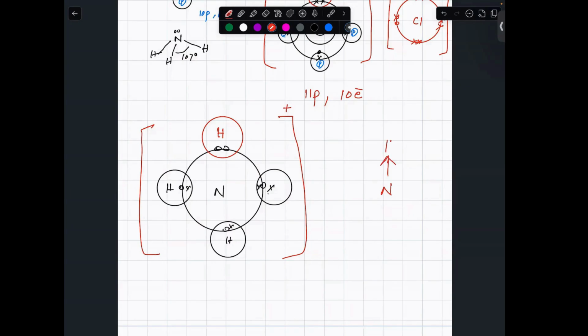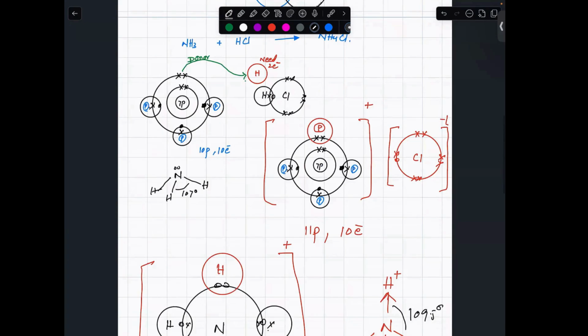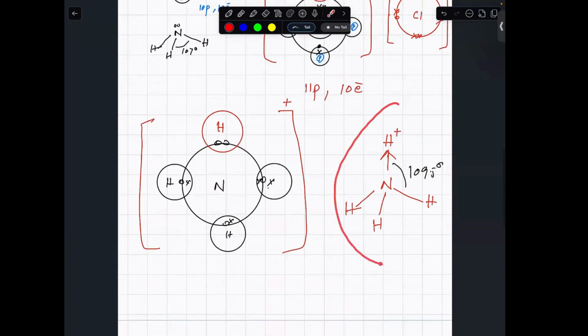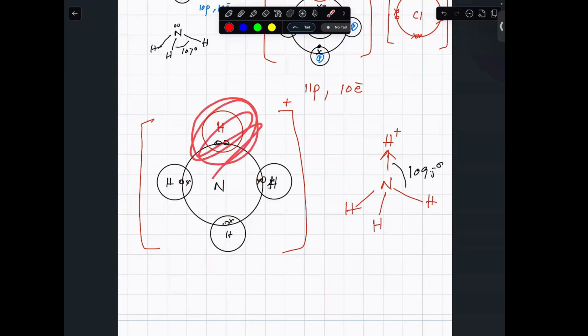A dative and 3 covalent. And now it is positive and the angles are 109.5. See? Do you understand this? That is how the ammonium ion is formed. The nitrogen makes 3 covalent bonds and 1 dative bond with H plus. In a normal covalent bond there is mutual sharing, 1 electron from one and the other from the other, but this is one-sided sharing.